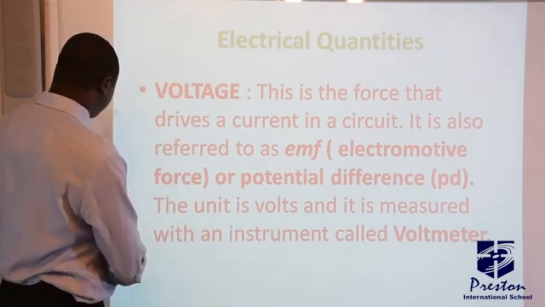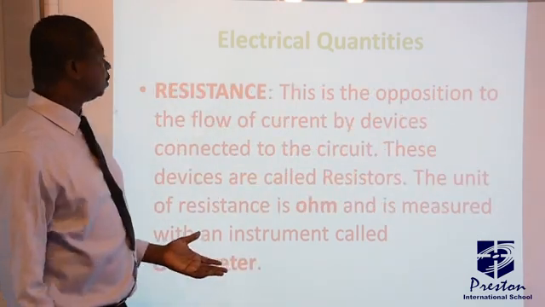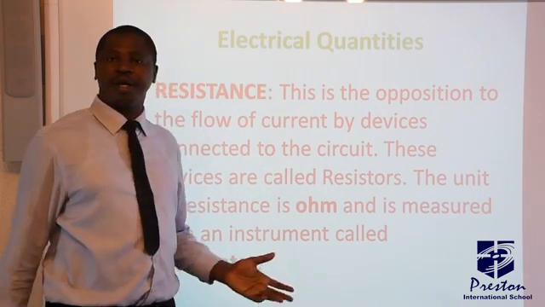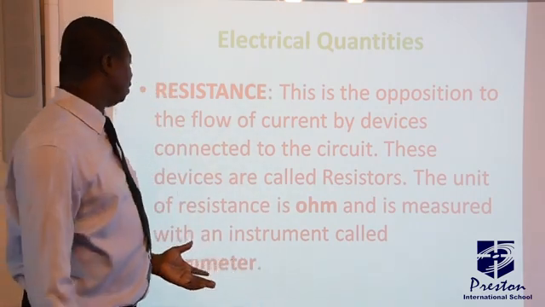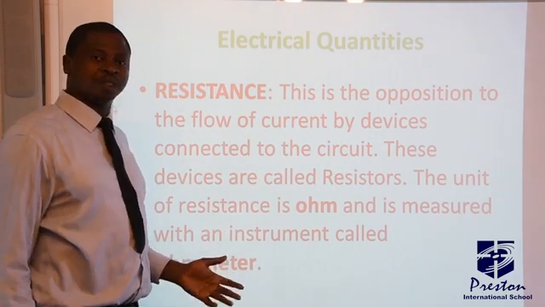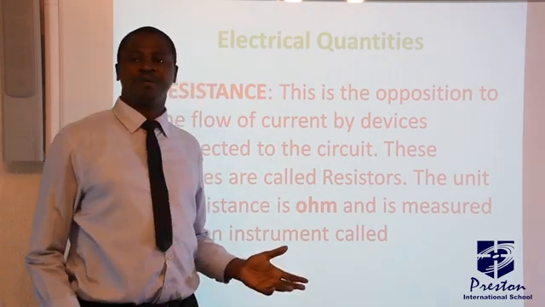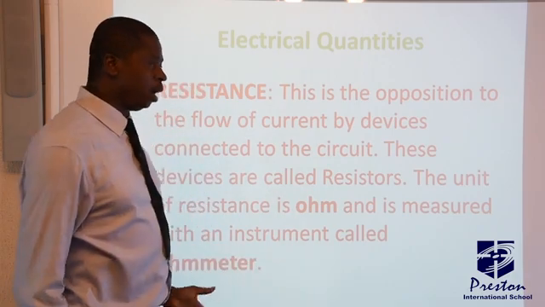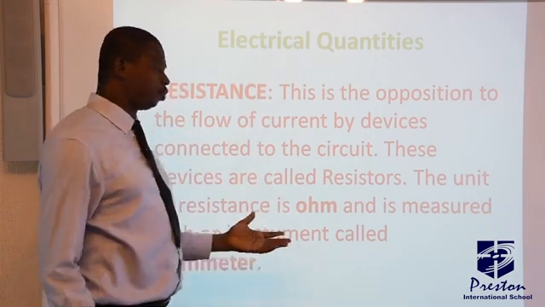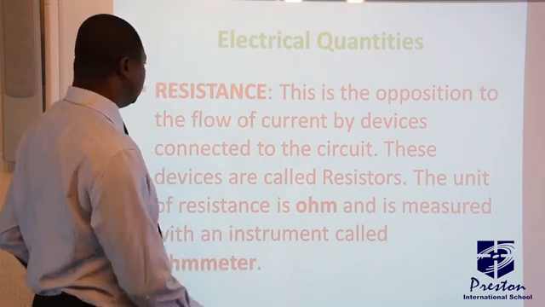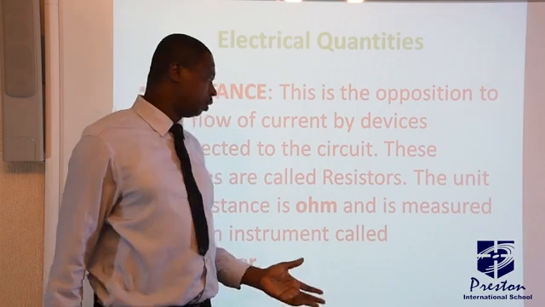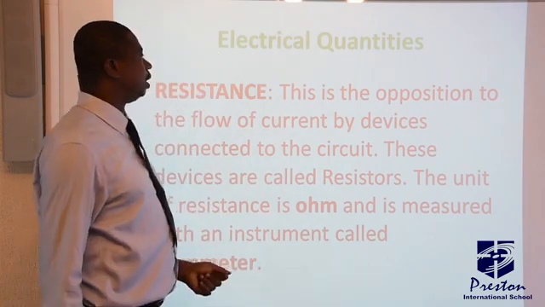Another electrical quantity I have for you is resistance. It is the opposition to the flow of current by the device connected to the circuit. Sometimes it could be carbon, sometimes it could be devices such as TVs, radios, and some electronic devices that we use at home. The unit of resistance is the ohm, and it is measured by an instrument called an ohmmeter.